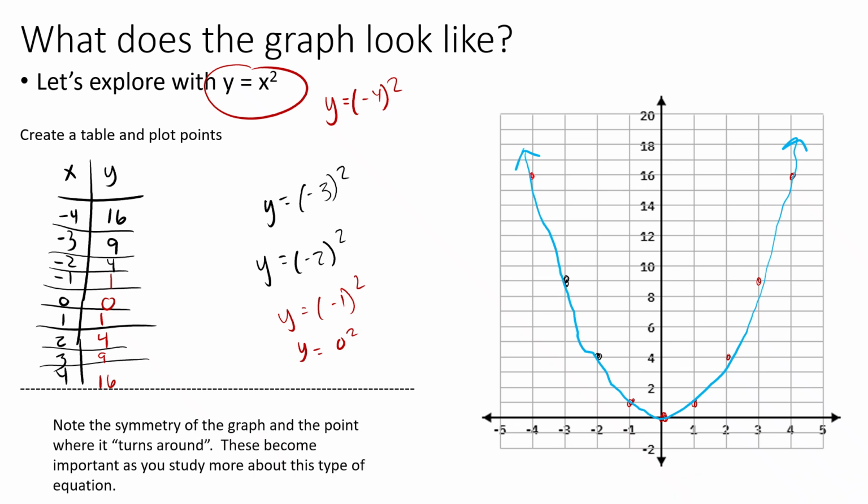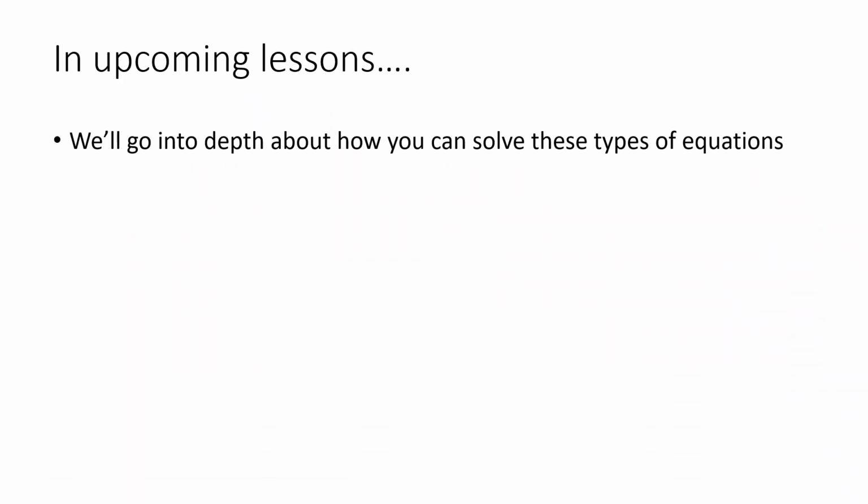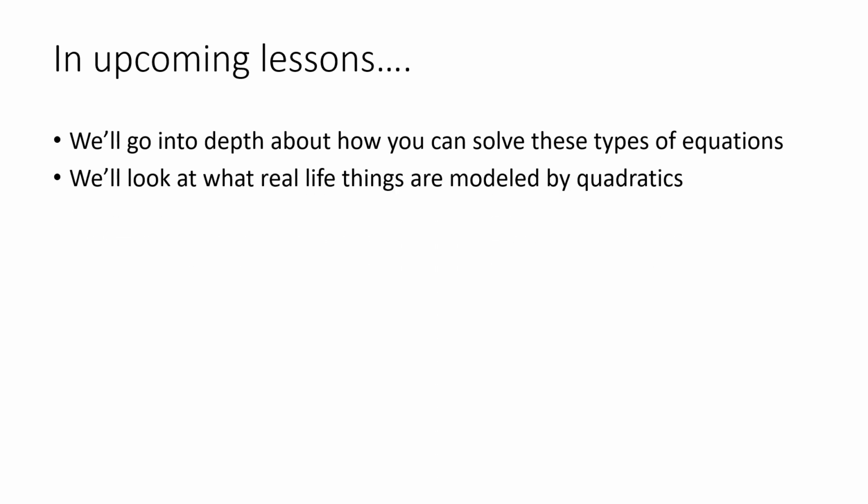And just notice a few things. Note the symmetry of the graph and the point where it turns around. Those are things that you want to notice: there is some symmetry to it, and there is a point where it turns around. So it's going down and then it's going up. These become important as you study more about this equation type. So in upcoming lessons, we're going to go into depth about how you can solve these types of equations, and we'll look at what real life things are modeled by quadratics. So that's pretty much what you can expect from this point on in our study of quadratics.